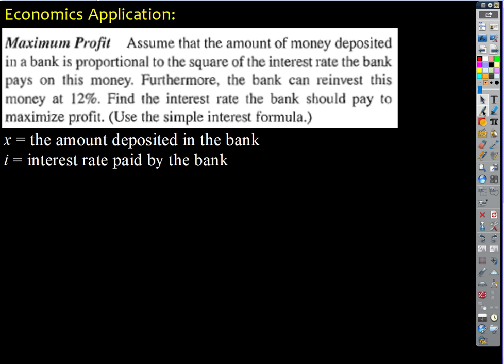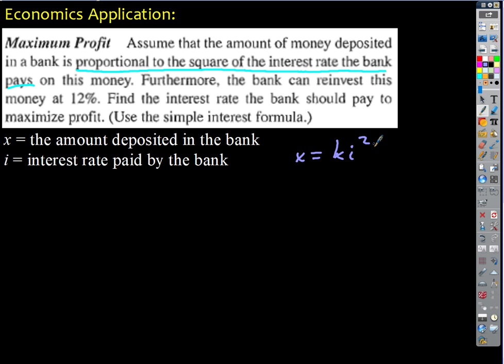So how does this work then? Let's look at each of these statements and see what this means. Assume that the amount of money deposited in a bank is proportional to the square of the interest rate the bank pays. How do I say that? If we define X as the amount deposited in the bank, and we define I as the interest rate paid by the bank, how do I set up that relationship? The amount deposited, X, is proportional to the square of the interest rate paid, so X equals k I squared. So that statement would be X equals kI squared.